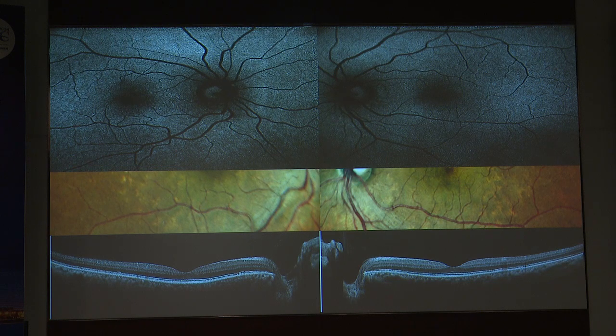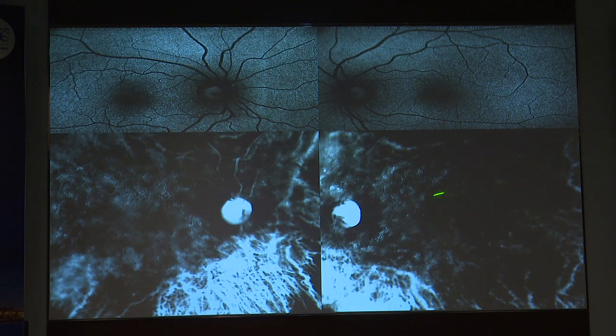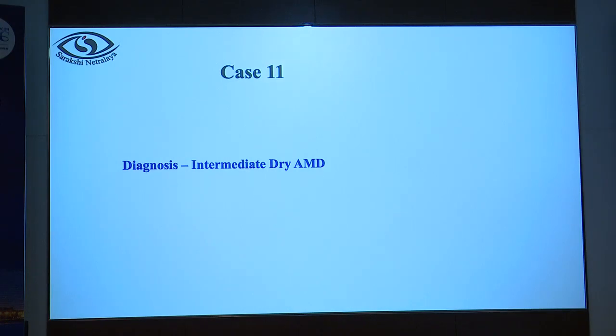The only way to look at the RPE as on date was FAF, which was the best way to look at it. Now look at this. You can see the whole RPE over here. Multiple drusen, bubble-like pictures. See, this is the thing we are trying to see, and we are trying to understand what information it is giving and how it will help us. So the studies are ongoing over here.